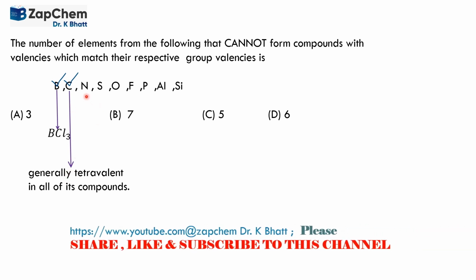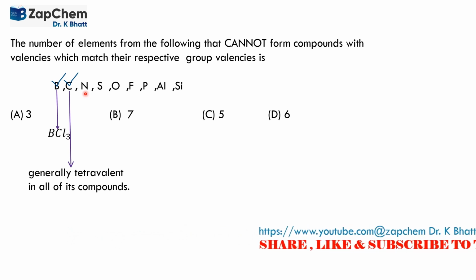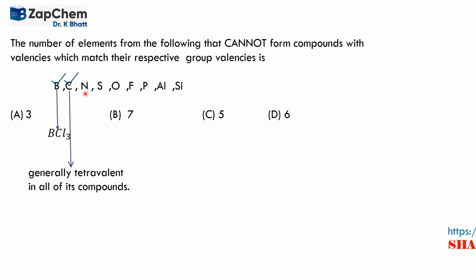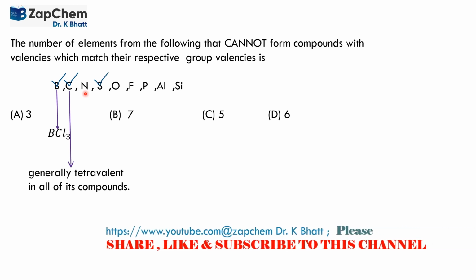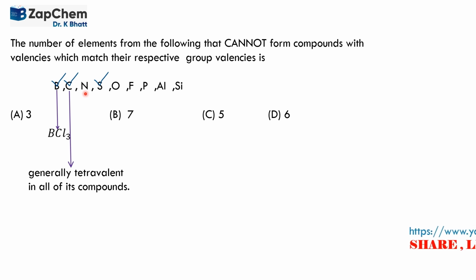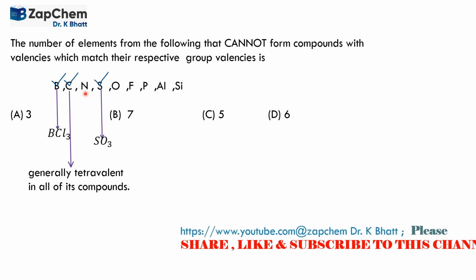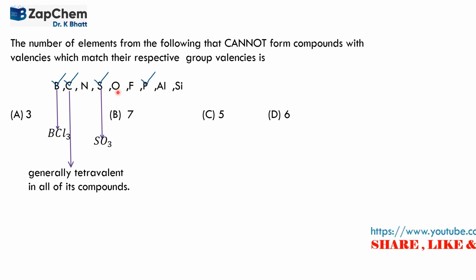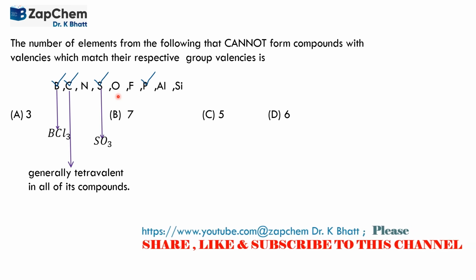So far as nitrogen is concerned, nitrogen appears in group 5A or group 5, and we don't find any compound in which the valency of nitrogen is 5. Then next comes sulfur. Sulfur appears in the 6th group and has a compound SO3 where the valency of sulfur is 6. Oxygen is again appearing in the 6th group, but oxygen doesn't show a valency of 6.